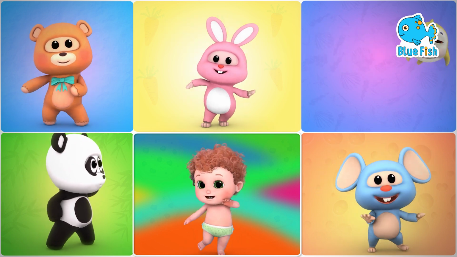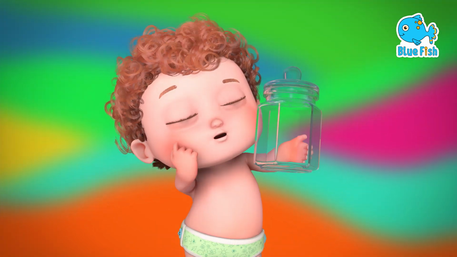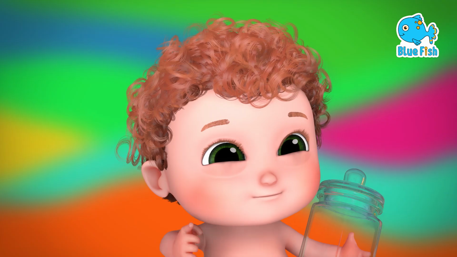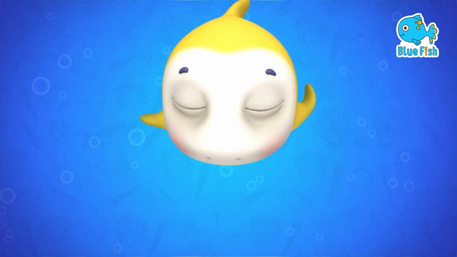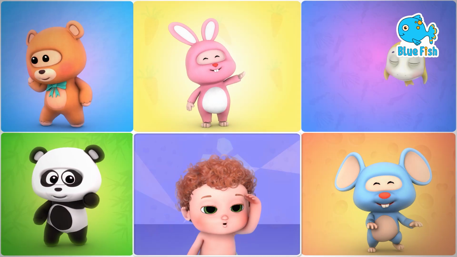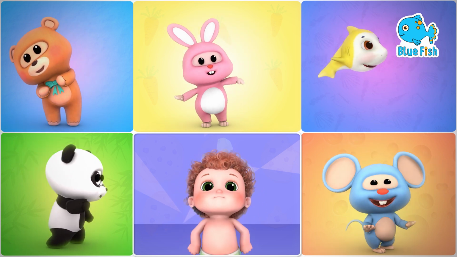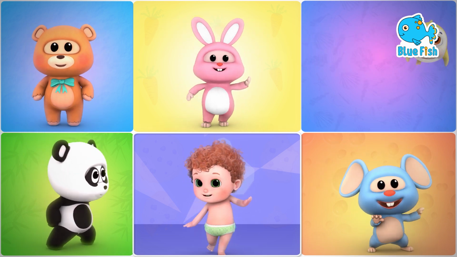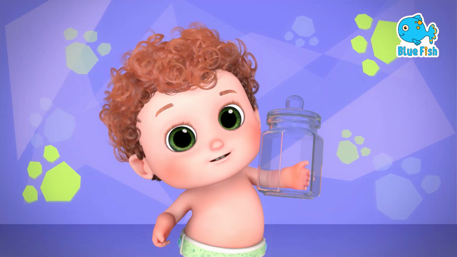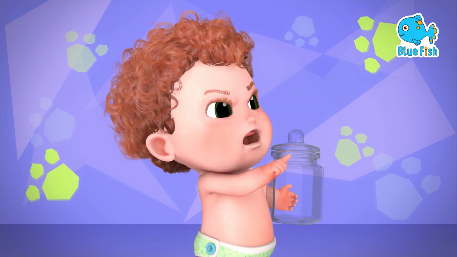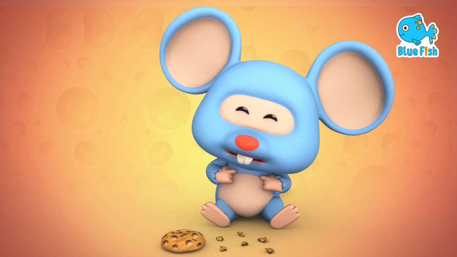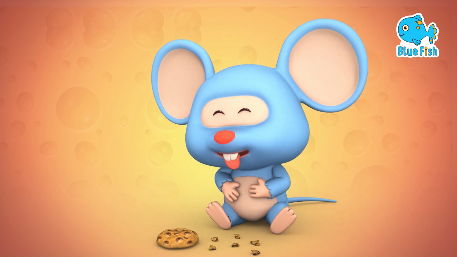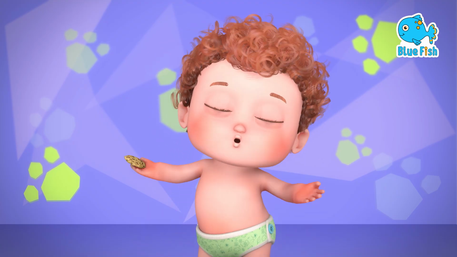Cookie jar. Who took the cookie from the cookie jar? Rat took the cookie from the cookie jar. Who, me? Yes, you. Okay, okay, I took the cookie from the cookie jar. Are you hungry?